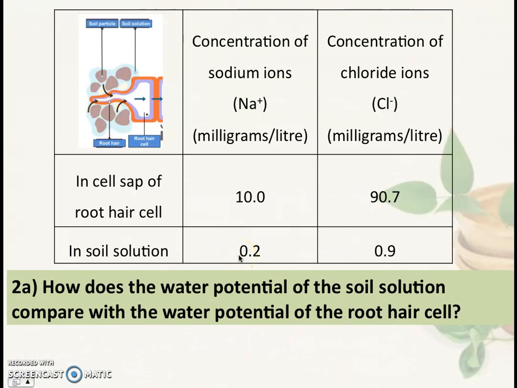Now what does that mean for the water potential? Right, we've seen that the mineral ion concentration is higher in the root hair cell compared to the soil solution. So how does the water potential of the soil solution compare with that of the root hair cell? Pause and think about this for a while.